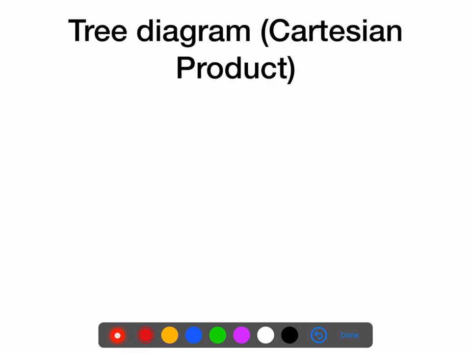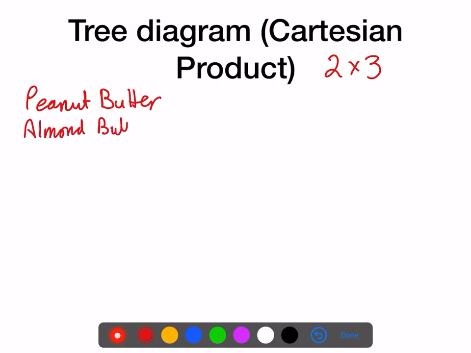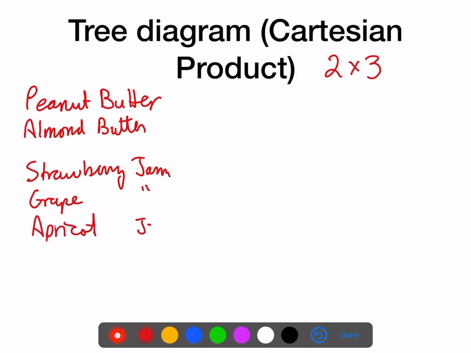The next one is a tree diagram or Cartesian product. Let's represent this one with an easier product. Let's look at 2 times 3 and think about the situation where I'm making sandwiches and I have 2 spreads. I could either have peanut butter or I could have almond butter. And then I have 3 jams. So maybe I have strawberry jam, grape jam, or apricot jam. And I might represent it in a tree format.